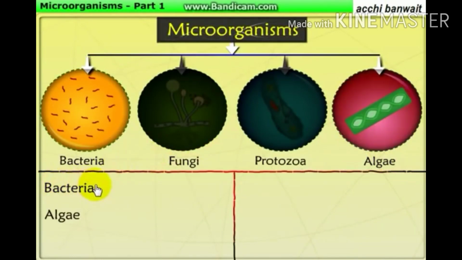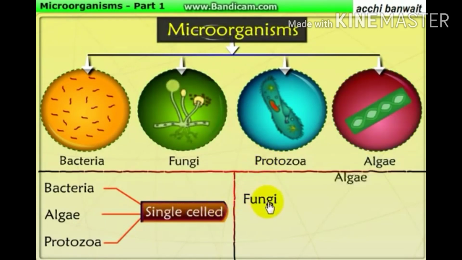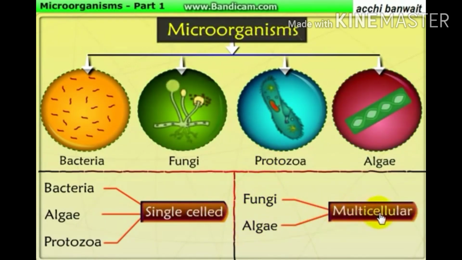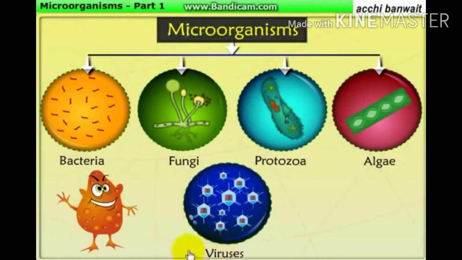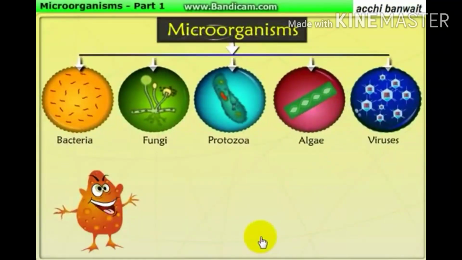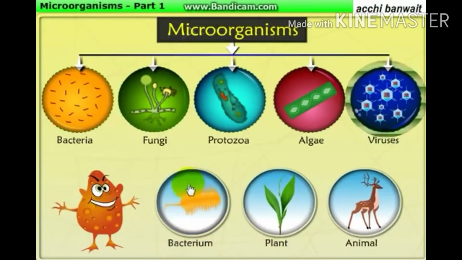Bacteria, some algae, and protozoa are single-celled, whereas fungi and some algae are multicellular. Viruses, though different from these organisms, are considered microbes. They reproduce only inside the cell of the host organism, such as a bacterium, plant, or animal.